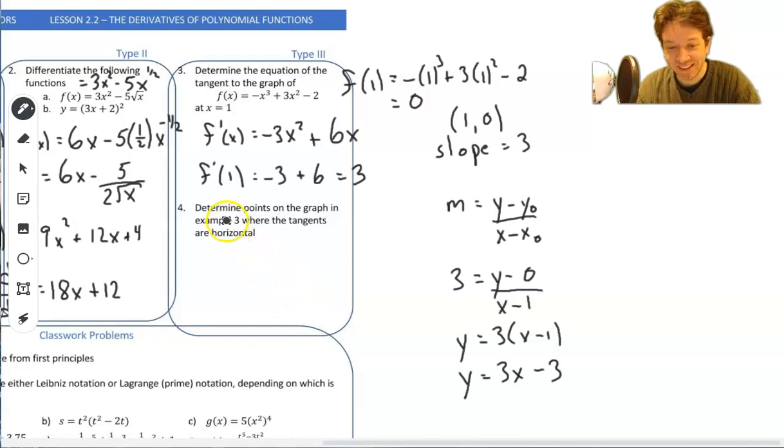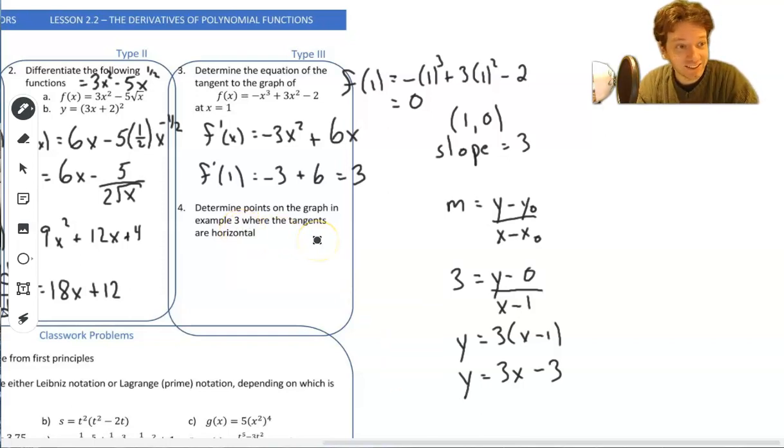All right, so the next part says determine points on the graph in example 3 where the tangents are horizontal. Now this is going to be extremely important. I said make sure you remember what a derivative means. We got the derivative function by taking the limit of the difference quotient, and the reason we did that was to find the slope of the tangent at a point on the function. And this will eventually help us graph the function. This question is sort of a lead-in to that later on.